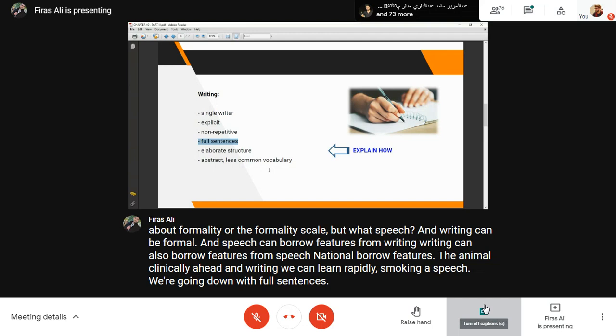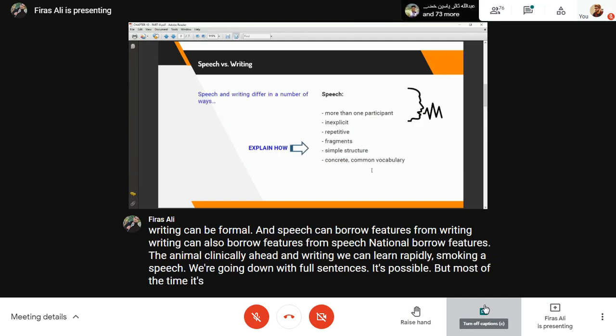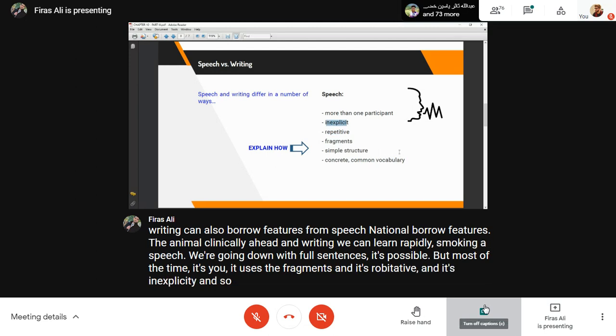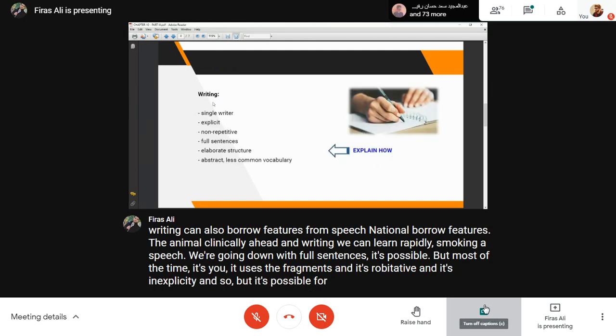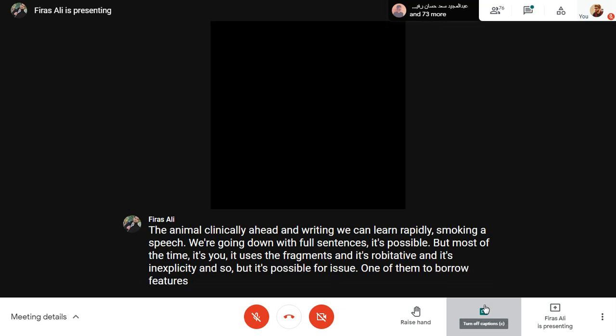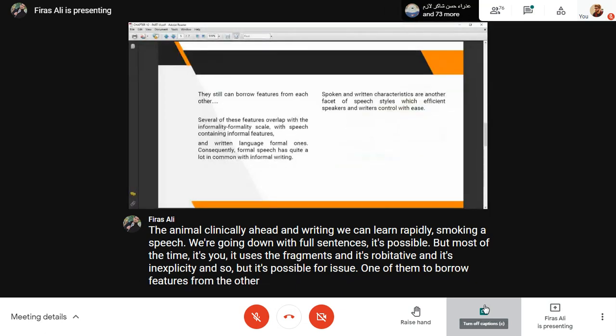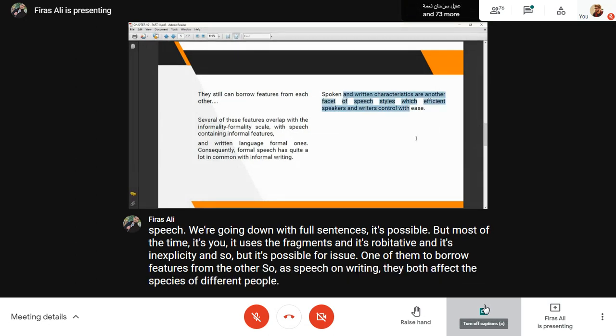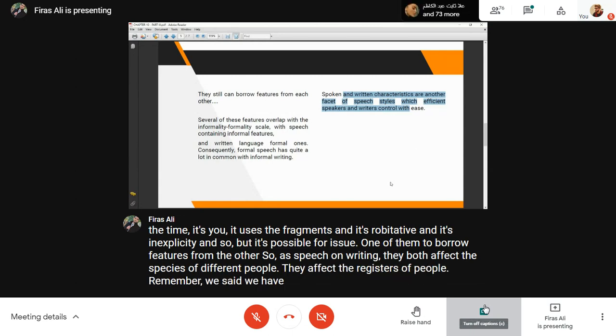It's possible. But most of the time it uses fragments and it's repetitive and it's inexplicit and so on. But it's possible for each one of them to borrow features from the other. So speech and writing, they both affect the speech styles of different people. They affect the registers of people. Remember, we said we have 3 factors affecting style: topic, formality, and medium.